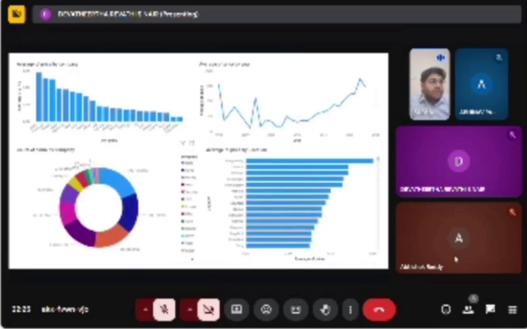So the first chart is about the average price by company. Premium brands like BMW and Kawasaki command the highest resale prices. So brand positioning directly impacts resale price, and luxury and performance bikes retain higher value.